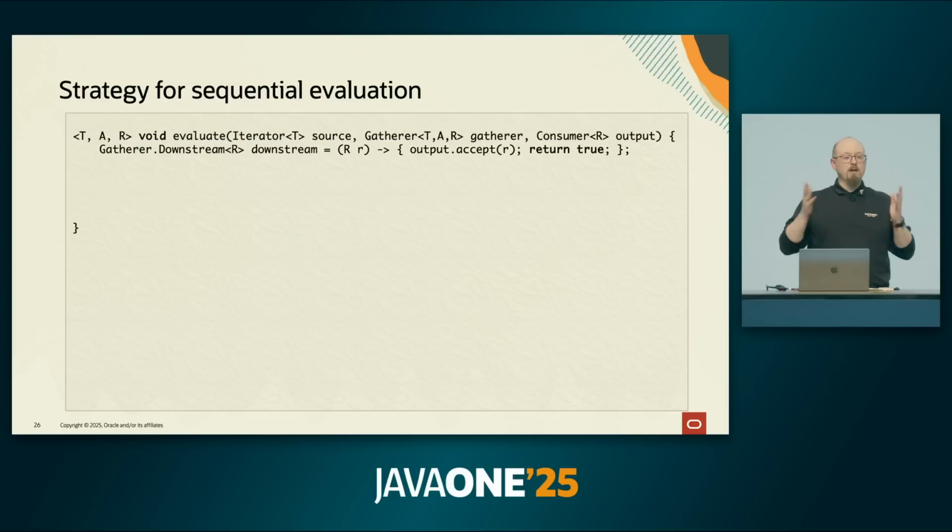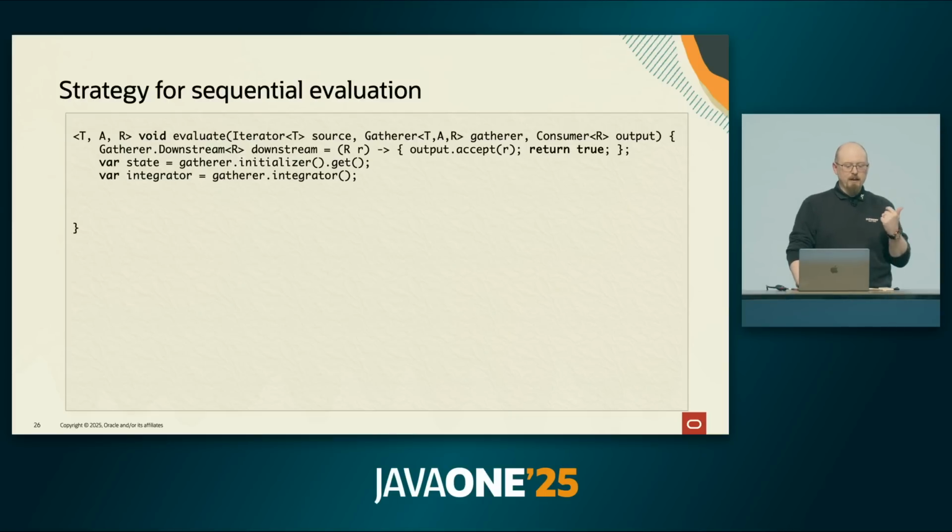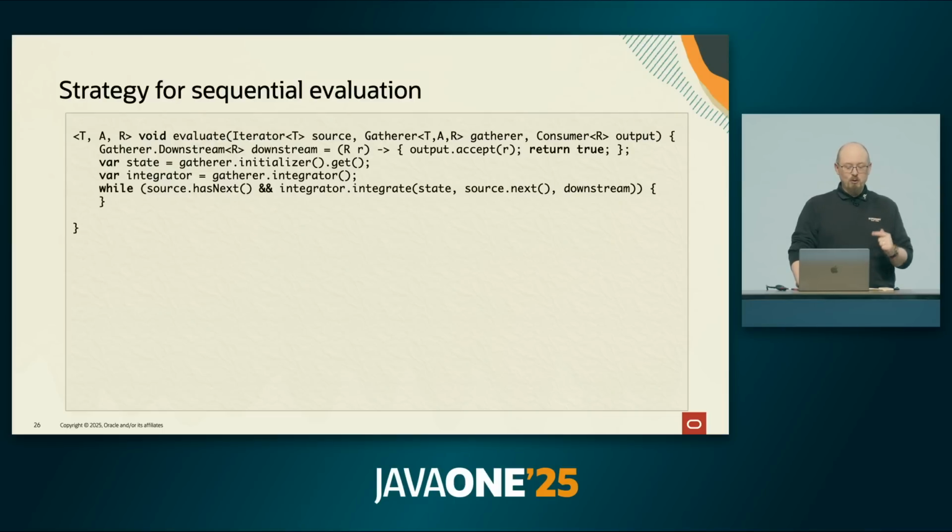So first, we create a downstream of this consumer, and this consumer will always consume. So there is no short circuit by the consumer. We get the state, we get the integrator. For as long as we have more elements, and as long as integrate returns true for the state, the next element, and the downstream, we continue. We call finisher with the state and the downstream, and that's it.